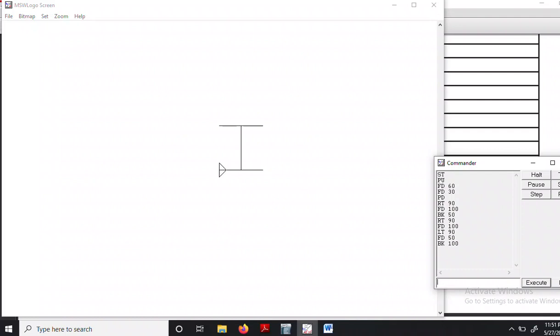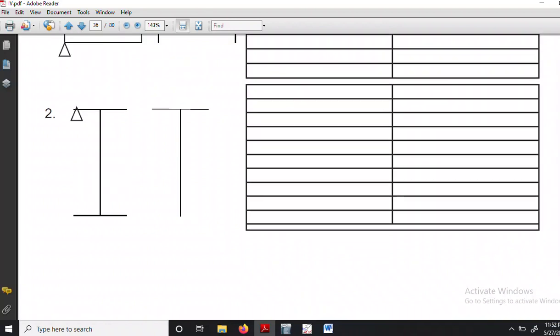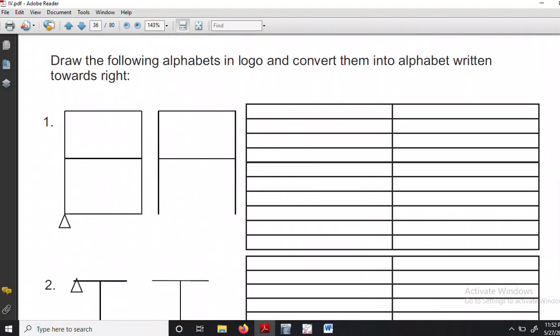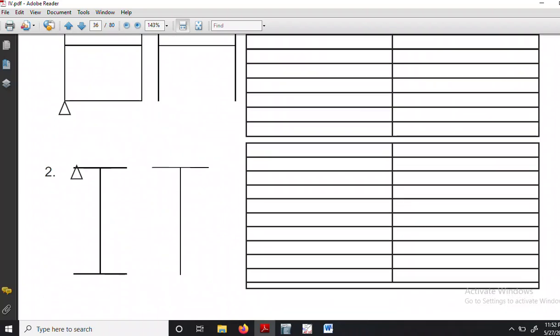Now the question is, I don't have to write I and T here. As you can see in the book, you can write I and T, but just look at the question properly. Question in the book is, you need to draw the following alphabets and convert them into the alphabet written on the right side. So question is of conversion. Do not get confused that you are writing both B and A together or you are writing both I and T together. Question is of conversion here.